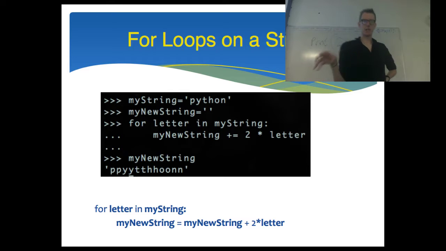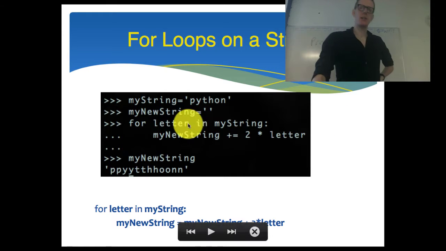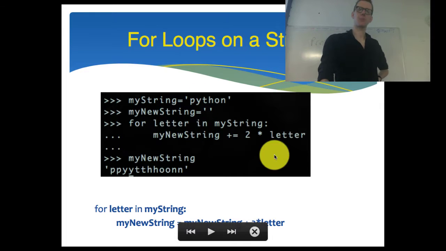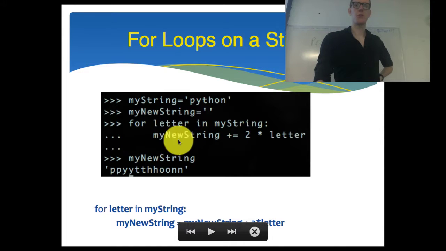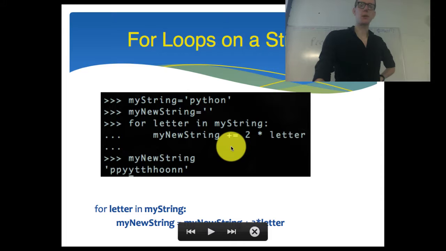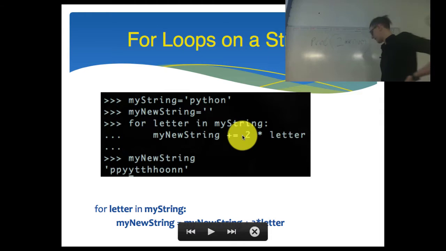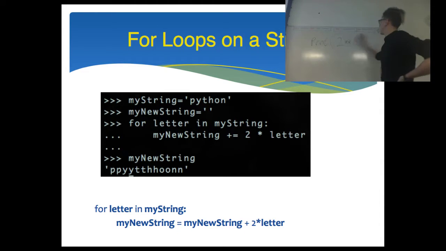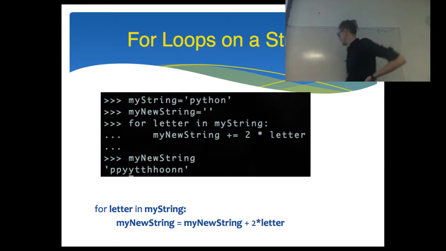So for letter in my string, colon, new line, indentation, and what that is going to do is set letter equal to P the first time, letter equal to Y the second time, letter equal to T the third time, etc. So what do I want to do for each of those letters? Well, I want to do my new string plus equals 2 times letter. So there's a couple of new things here. The plus equals, whenever you see a plus equals, that's exactly the same as saying the old value plus a new value.